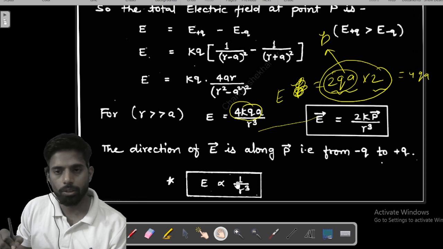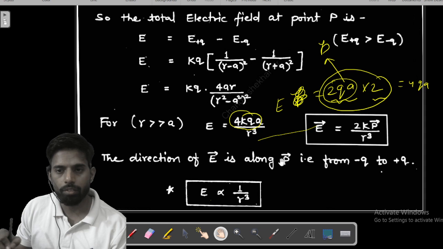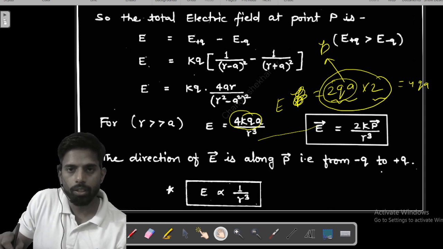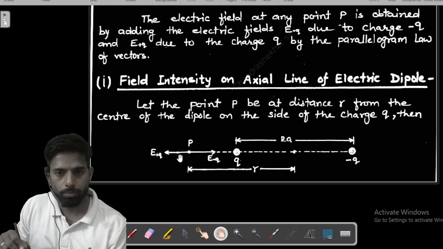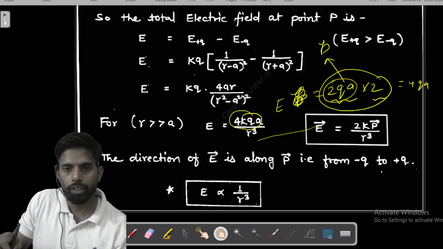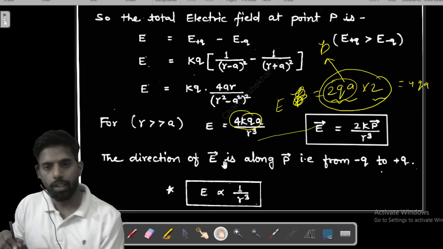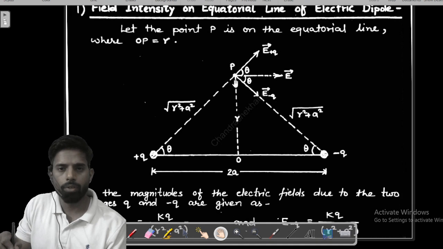This relation is very important, and the direction of dipole moment and electric field are both in the same direction. You see here the dipole moment direction is from negative to positive, and here the net electric field direction is from the left side. That's why the dipole moment direction is also left side and the net electric field direction is also left-hand side. That's why we write that both are in the same direction, or we can write the electric field is along the dipole moment.